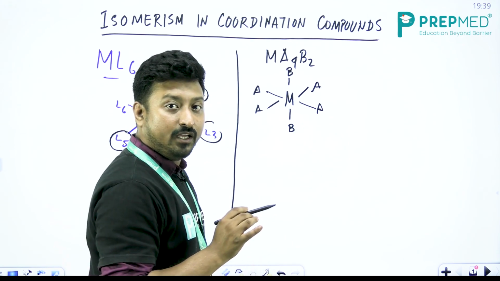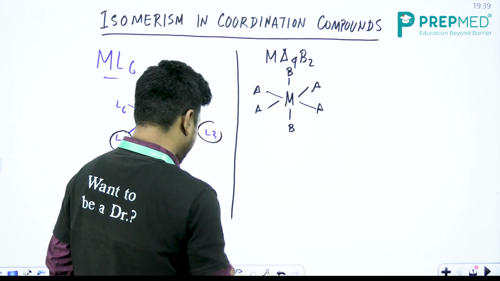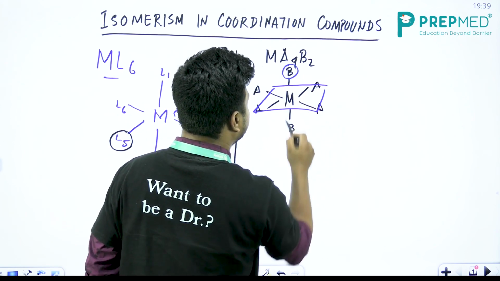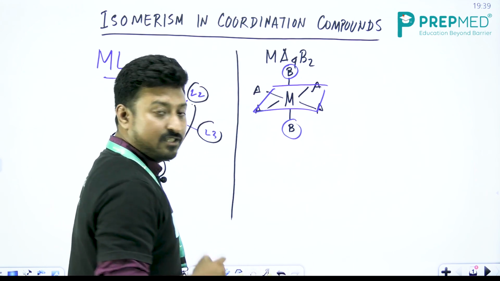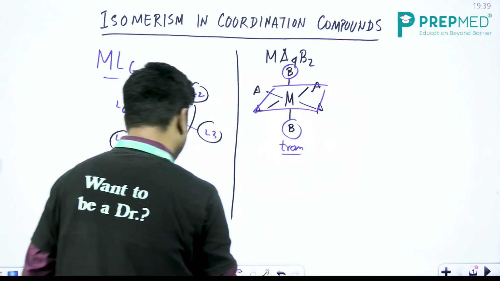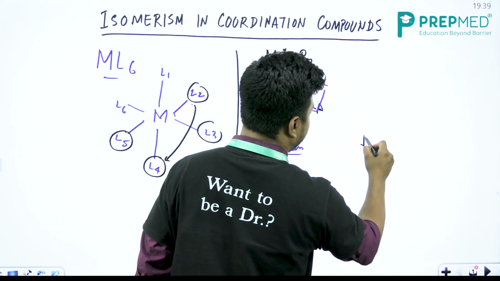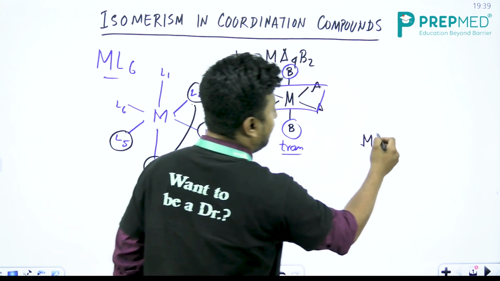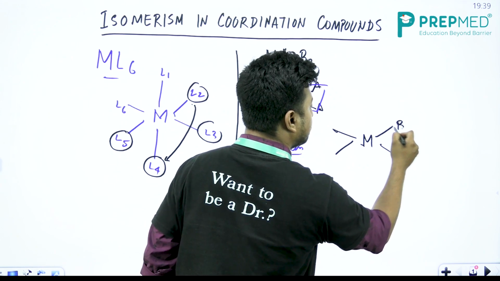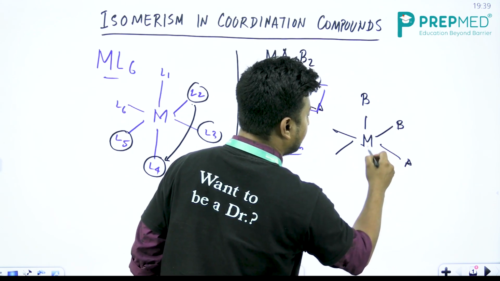Now with respect to this plane, these 2 B are opposite to each other. So basically this will be your trans geometry. Okay, now coming to another one, let's say the 2 B are cis to each other, like this. This is also one possibility, right?